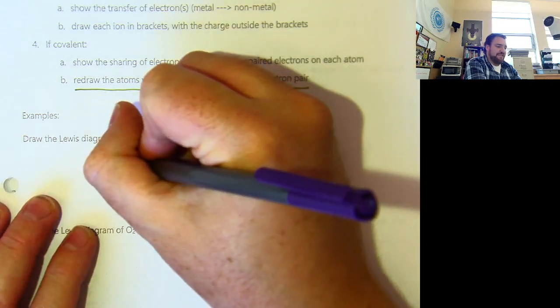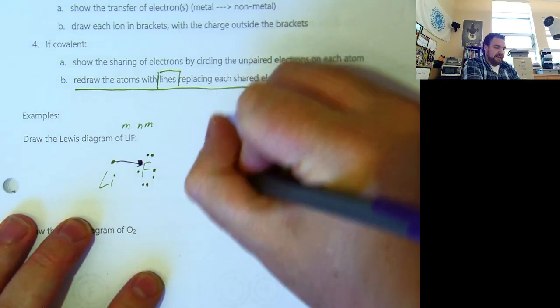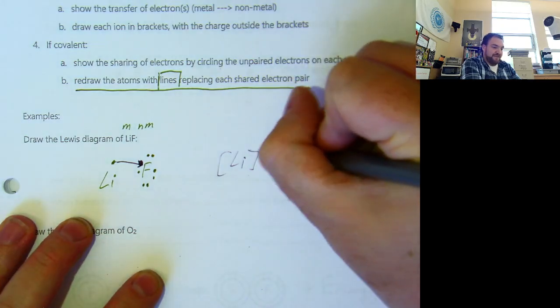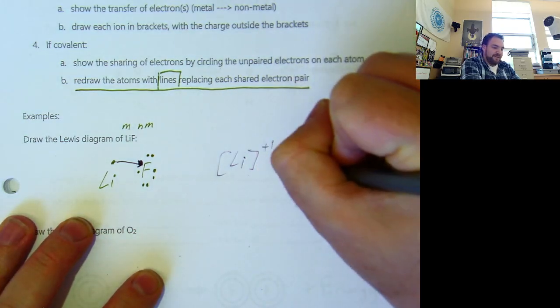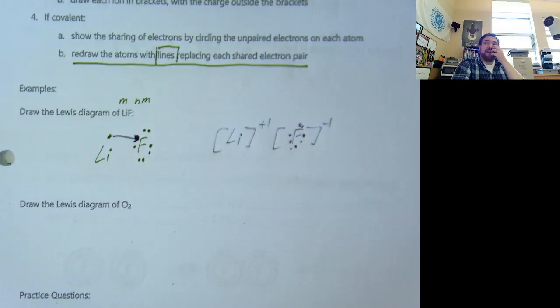This one is going to leave. It's going to join over here. And now we redraw. Lithium will be empty, charge of +1. Fluorine will be full, 1, 2, 3, 4, 5, 6, 7, 8. Charge of -1, and you're done.